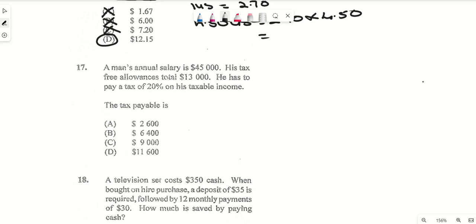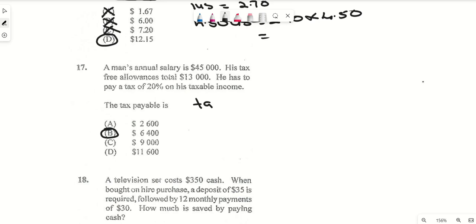This one is a repeated question as well. A man's annual salary is 45,000. His tax-free allowance is 13,000. His tax pay is 20% on his taxable income. What is his taxable income? I believe the answer was B, which is 6,400, but let's check.